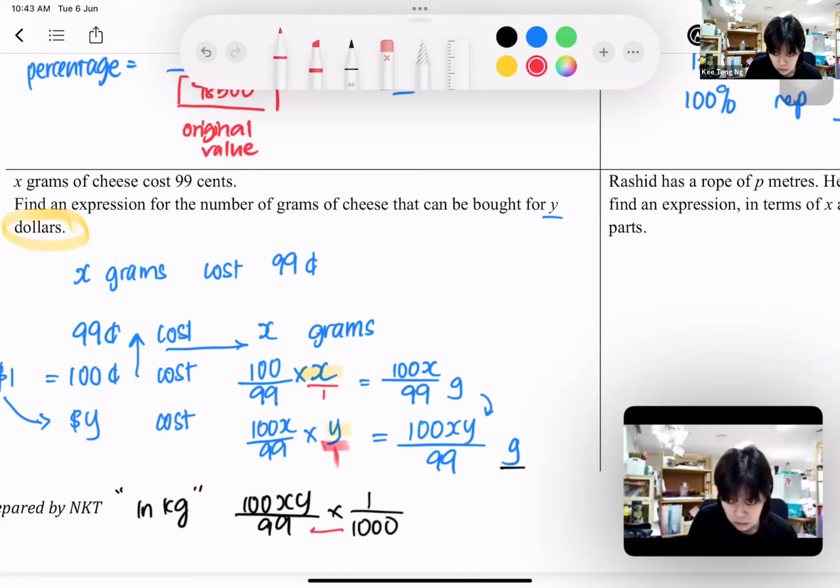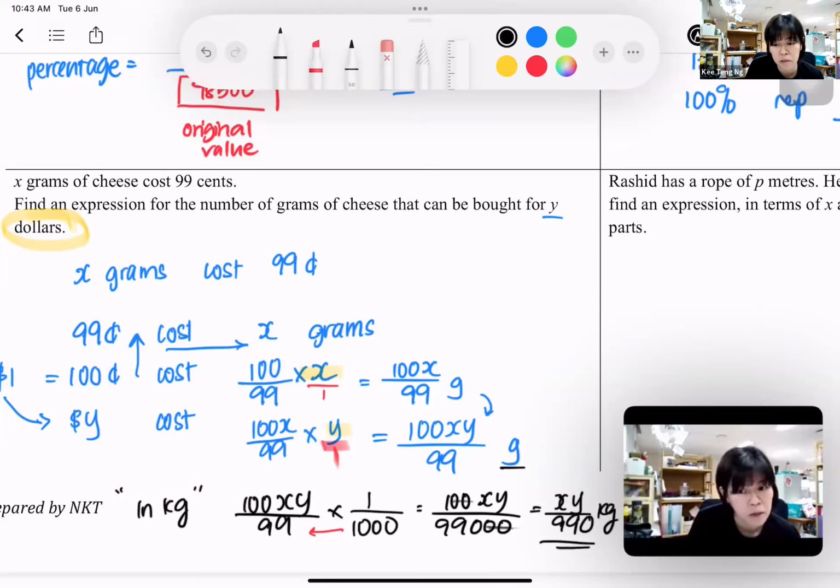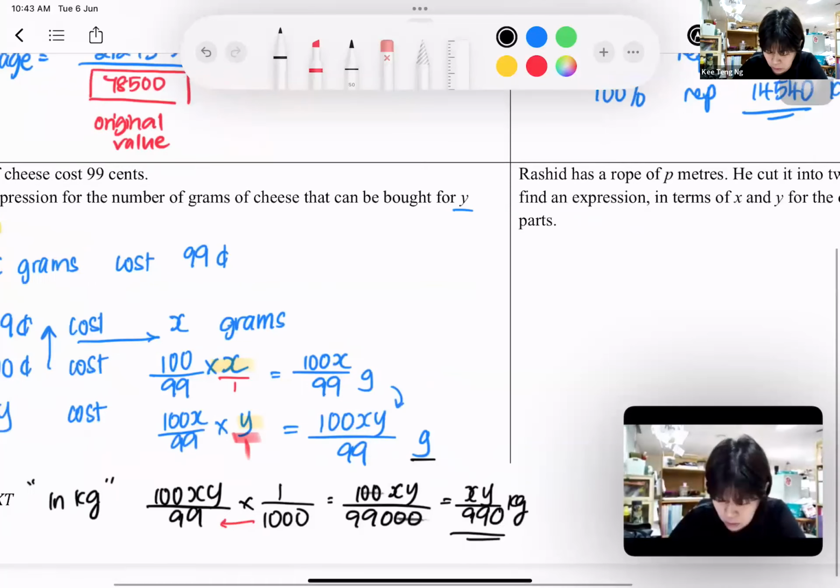Suddenly no expression. The 100 and this one can simplify, right? So this one, if they want it in kg, it will become xy over 990 kg. Okay. Not that every year the questions will stay the same type. Sometimes they can give you grams, sometimes money, dollars, sometimes kg or whichever. So you must know how to do all kinds of the question. This is just an extension of one part of the question. If you want, you can write it down.